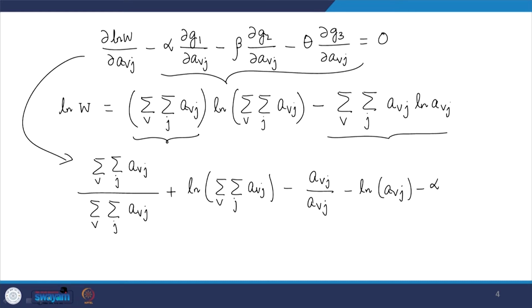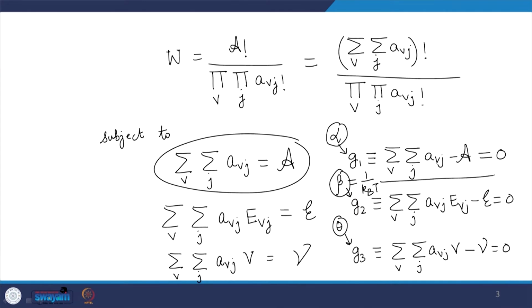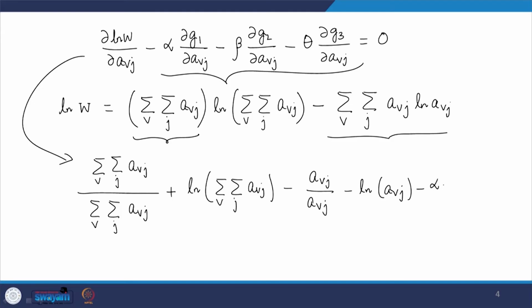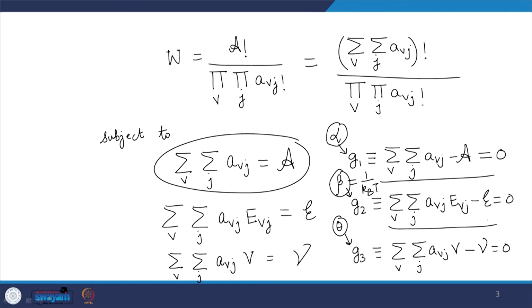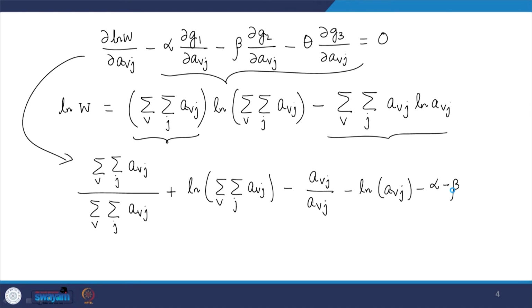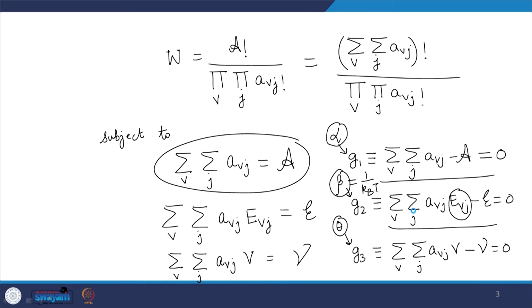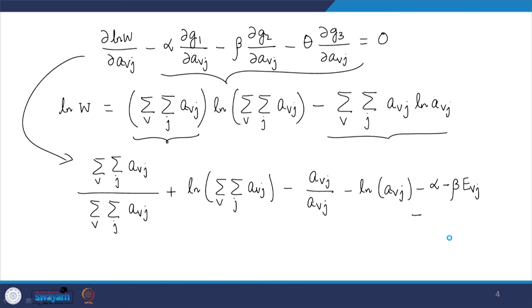So, the first one is alpha ∂G1/∂A_VJ. G1 is right here. So, if I take a derivative, that is equal to 1. So, we have alpha appearing here. Then we have ∂G2/∂A_VJ, that is right here. So, if I take a derivative, we will get E_VJ appearing there. So, we have beta multiplied with E_VJ, and finally, the third term will be theta multiplied with this volume.